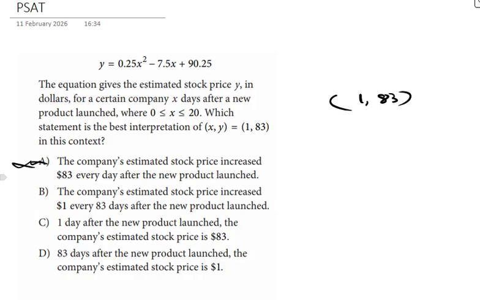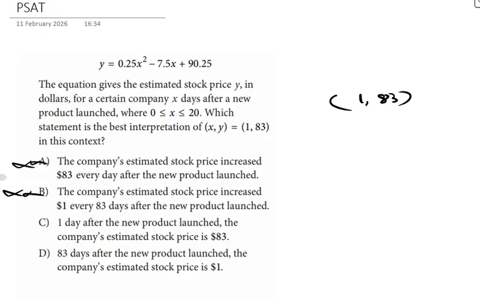Okay, now come to option B. The company's estimated stock price increased $1 every 83 days after the new product launched. So this is also incorrect. Again, this is talking about a rate. Now the point (1, 83) does not describe the change over time. It simply gives one value at one time. So option B is also incorrect.